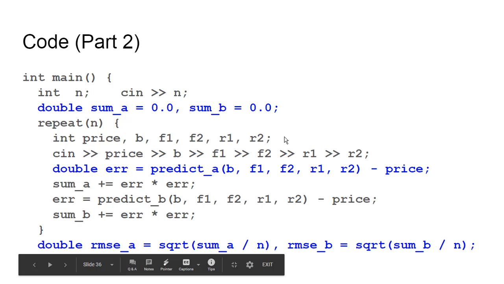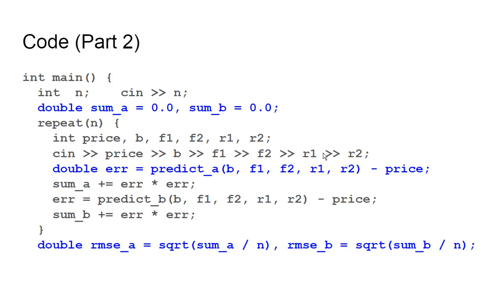The logic of the other part is fairly straightforward. For each house, we read in the data, and then we compute the error using Alice's prediction, and then we compute the sum of squared error for Alice. Then we compute Bob's error and add that to his sum, and in the end, we compute the average and then take the square root.